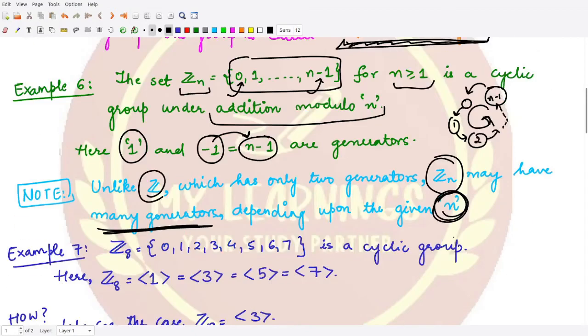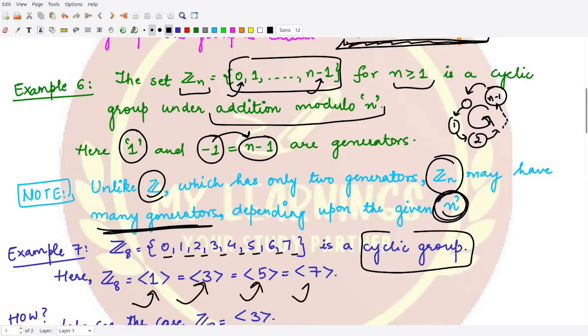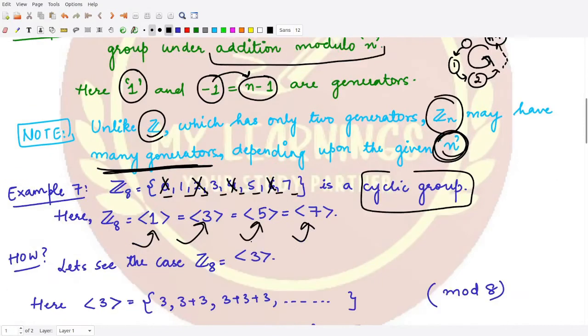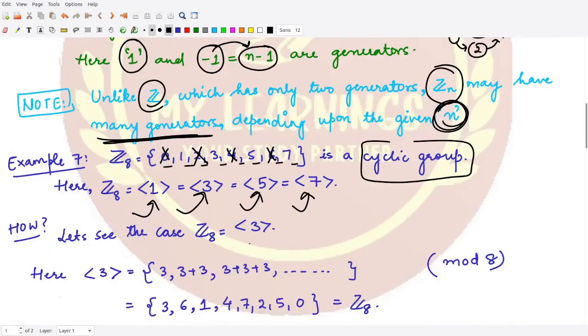For an example, let's see the case of Z8. So for Z8, you know the set is given by 0, 1, 2, 3, 4, 5, 6 and 7. So this forms a cyclic group. Here you see 1 is a generator of this set, 3 is a generator of this set, 5 is a generator, and 7 is a generator. However, you do not have 0, 2, 4 and 6 as its generators, right? So let's see how this 3 is a generator.